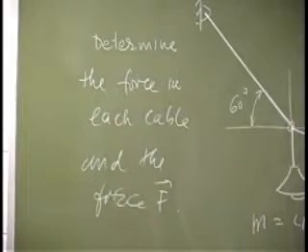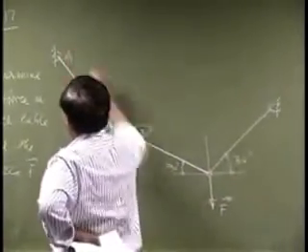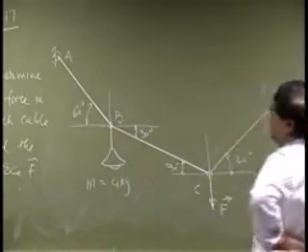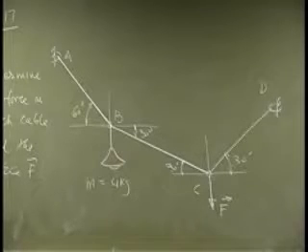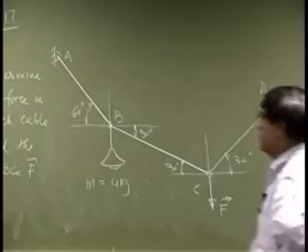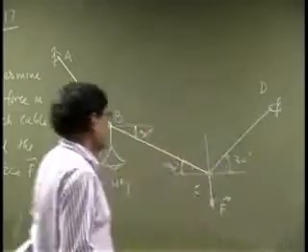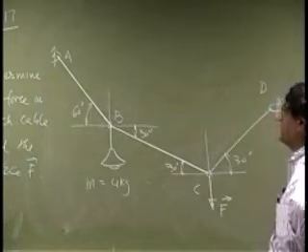Okay, so we have this assembly where you have the cables that are running from point A to B to C to D. And what you want to do is to find tensions in cable AB and cable BC. Then you want to find tensions in cable CD. Then you have a lamp with the mass as 4 kilograms. Then you have an unknown force at point C.